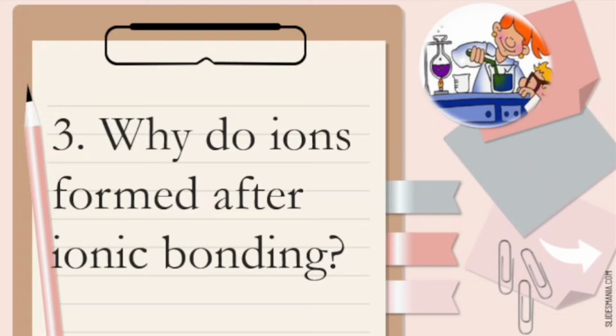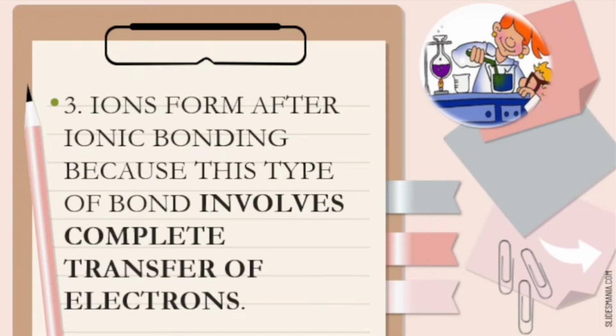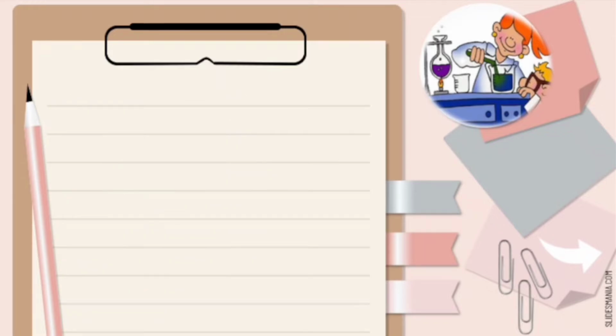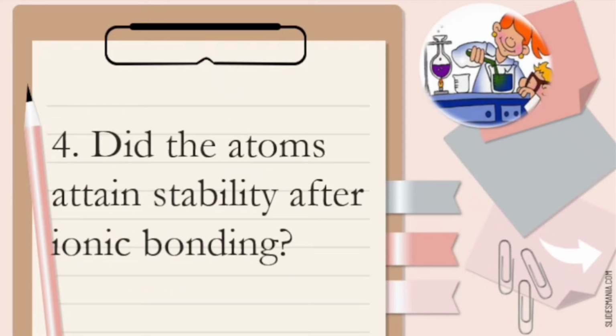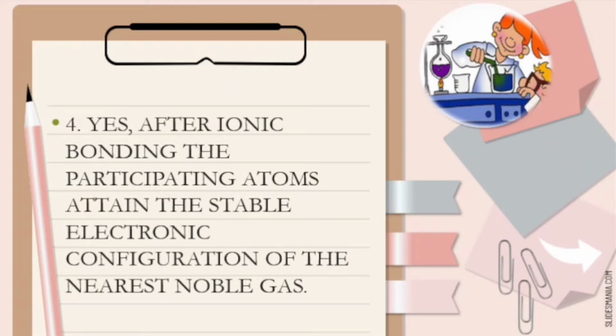Number 3. Why do ions form after ionic bonding? Ions form after ionic bonding because this type of bond involves complete transfer of electrons. Did the atoms attain stability after ionic bonding? Yes! After ionic bonding, the participating atoms attain the stable electronic configuration of the nearest noble gas.